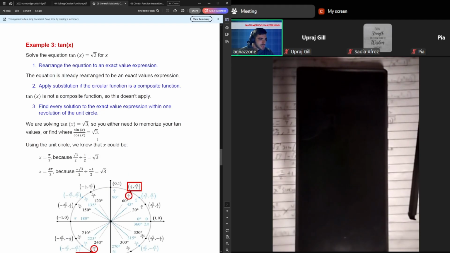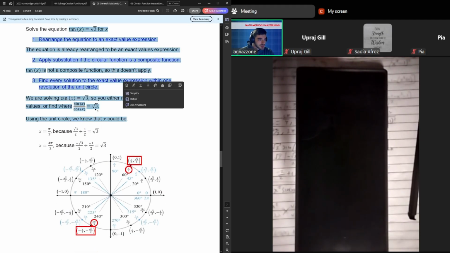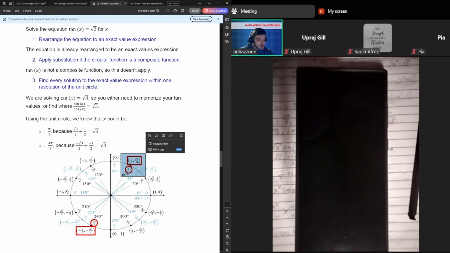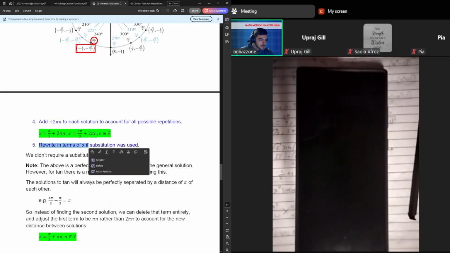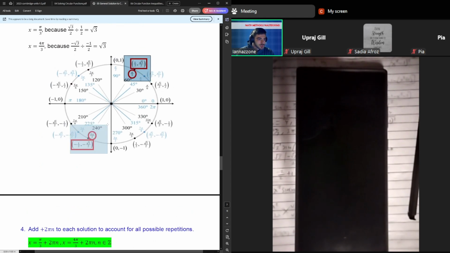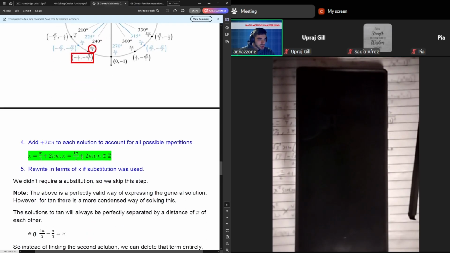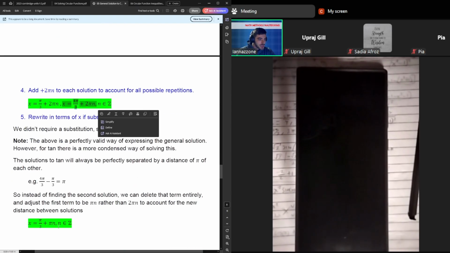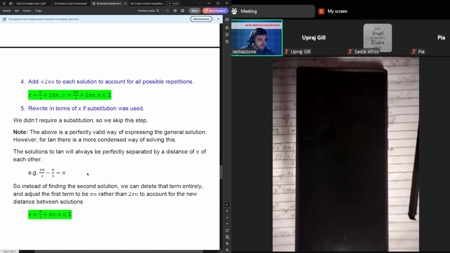And then for tan there's one as well. Largely speaking, you'll do the same steps. Root 3 is going to be at these two spots here, pi over 3 and 4 pi over 3. You'll do your 2 pi n, and that'll be enough. But if you want to go a little bit more above and beyond, you'll notice that any set of tan solutions are always separated by pi from each other. And so what that means is, instead of doing just 2 pi n to both of these, you can knock one of these off and do pi n instead.